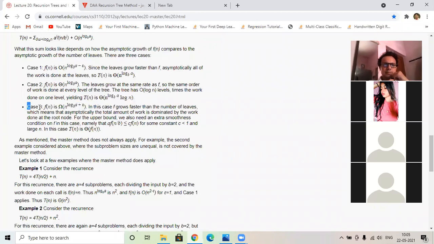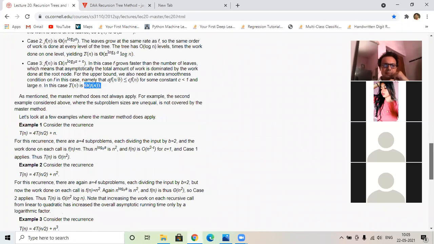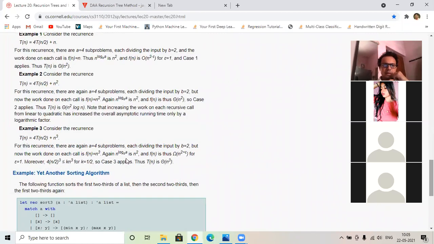If it is the case 3 form, what will be the time complexity? Theta of Fn. Theta of Fn means you have to write the value of Fn. Fn value is n cube. So here the time complexity will be theta of n cube. It is the master method. Understood, everybody? Okay.